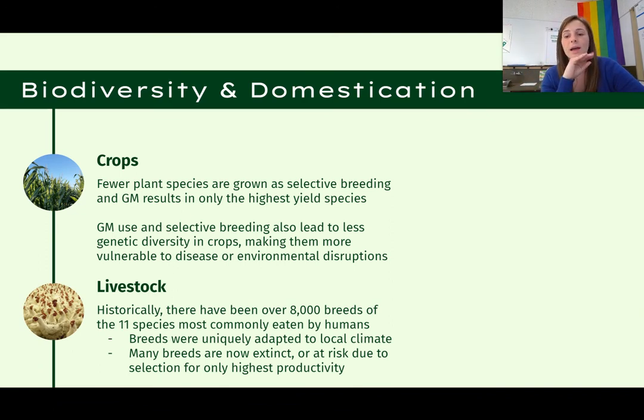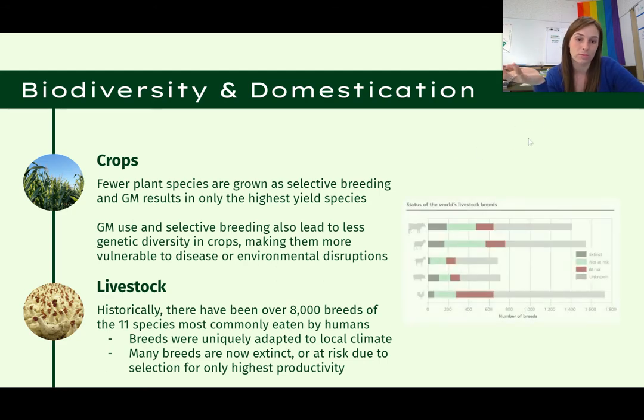And then also livestock. Historically, there have been over 8,000 breeds of the 11 species most commonly eaten by humans. Think chickens, cows, stuff like that. And many of these breeds were uniquely adapted to their local climates. Now, many of these breeds have gone extinct, or they're at risk of extinction because we're only selecting and breeding the ones that give us the most amount of meat.